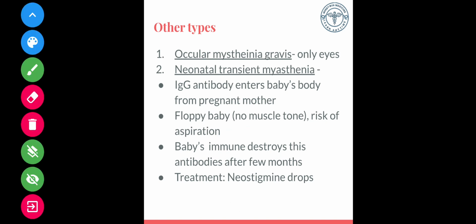But after some months, this baby's immunity gets stronger, and it will destroy these antibodies. If, after the test or some of the condition, we find out that there are antibodies which are transmitted from mother to baby, then we can give the treatment called neostigmine drops. This can be given to the baby.